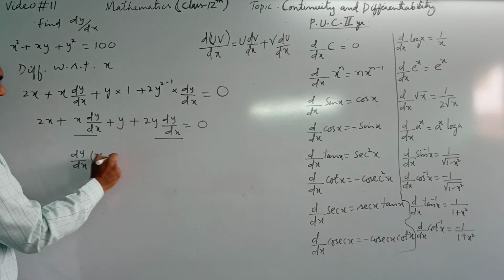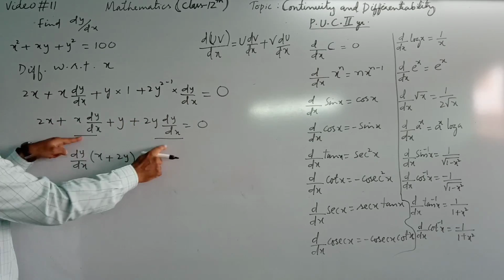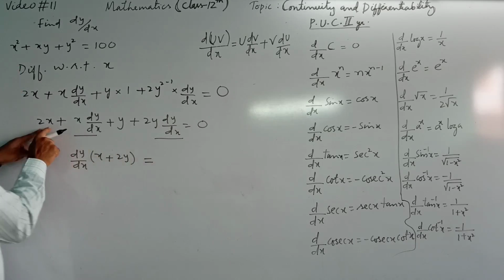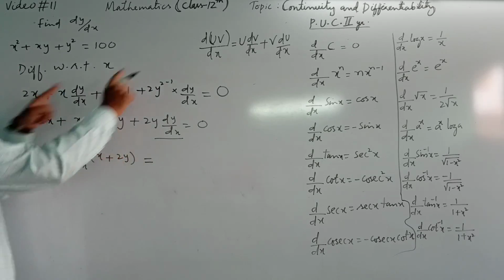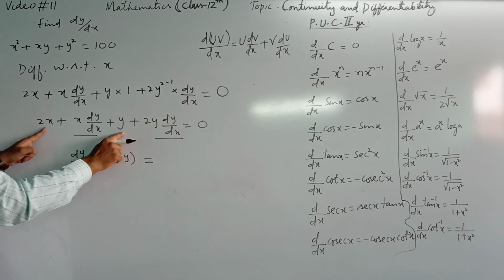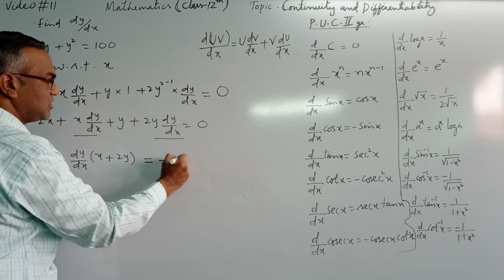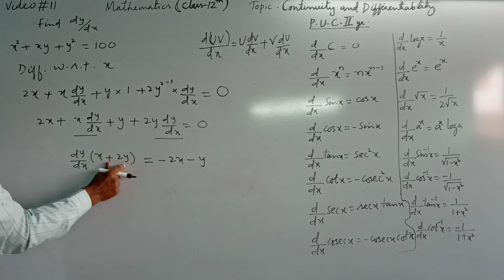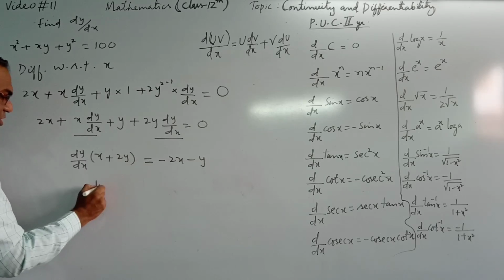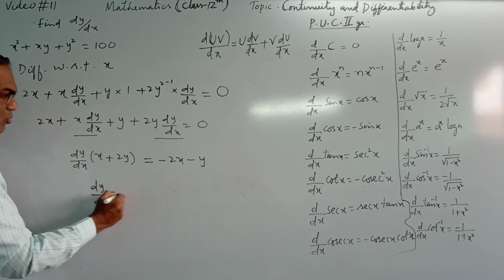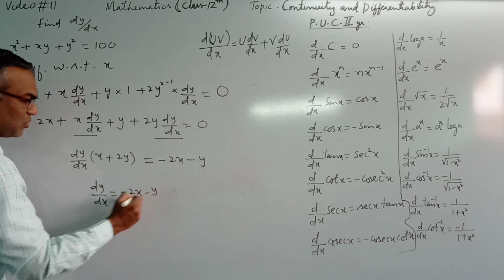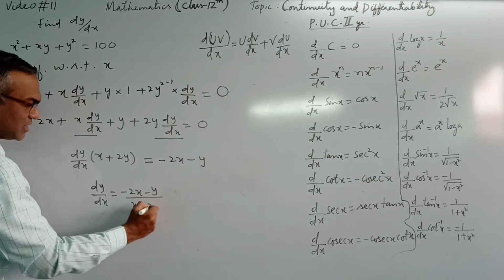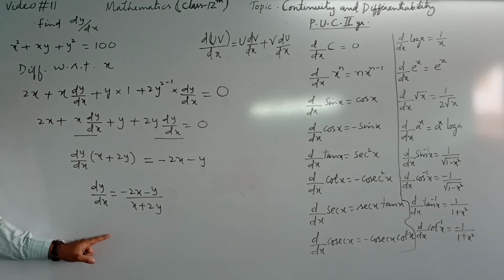So what is left here? x plus 2y is left in these two terms, is equal to... I transfer this and this term to the right hand side. 2x and y transfer, so that becomes minus 2x, and plus y will go there and become minus y. Now take this one also here. So that becomes dy by dx is equal to minus 2x minus y divided by x plus 2y. This is how we solve it.